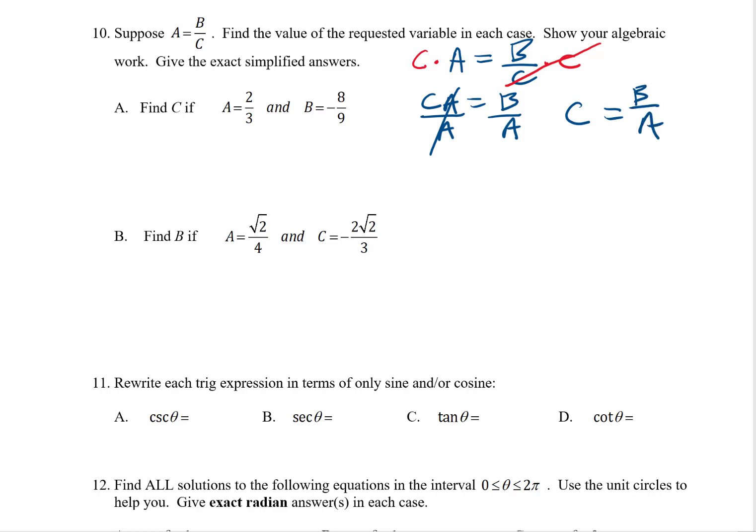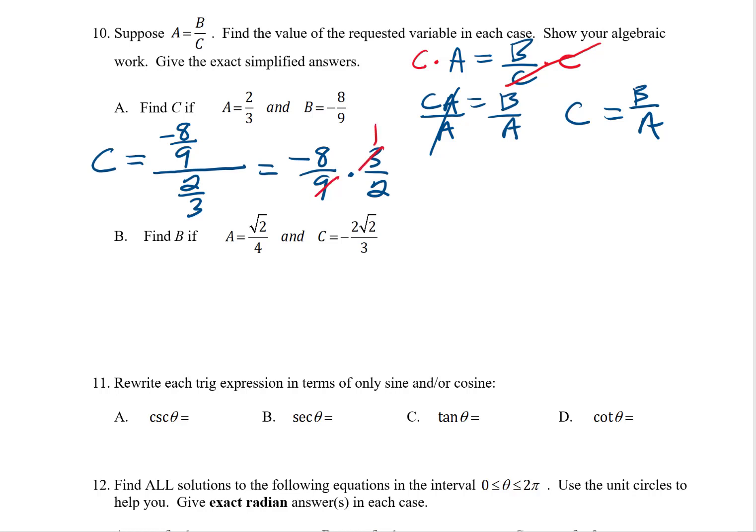come over here to do the work, I know that I can get C by simply doing the calculation -8/9, the B, divided by 2/3, the A. How am I going to do that? Well, dividing by a fraction is the same as multiplying by the reciprocal, so I'll multiply by 3/2, dividing by 2/3, same thing. I'll look for some cross-canceling.